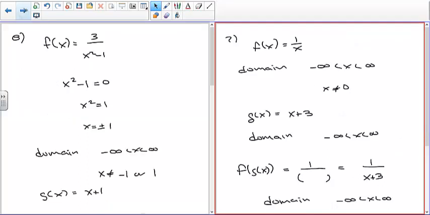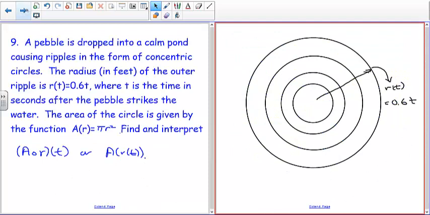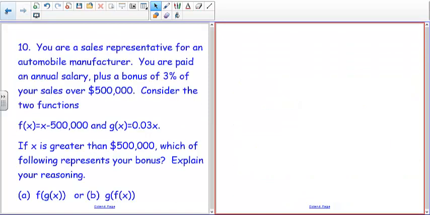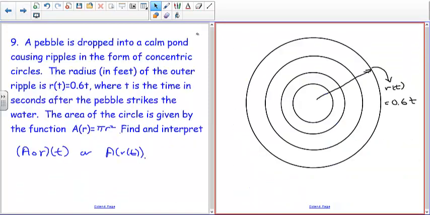And I think the final problem is this one. Oh, there's 2 more problems. Okay. So these are just composite functions in word problems. So it says a pebble is dropped into a calm pond, causing ripples in the form of concentric circles. The radius in feet of the outer ripple is r of t equals 0.6t, where t is the time in seconds after the pebble strikes the water. So you can see after 1 second, you're going to get 0.6 feet.